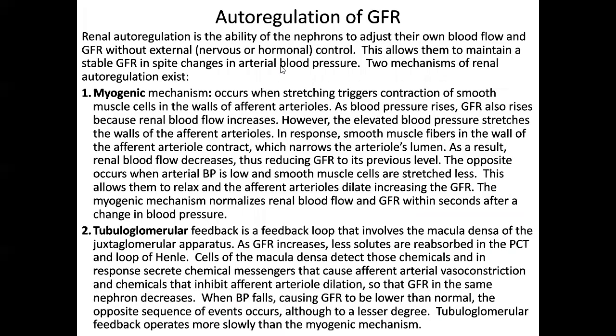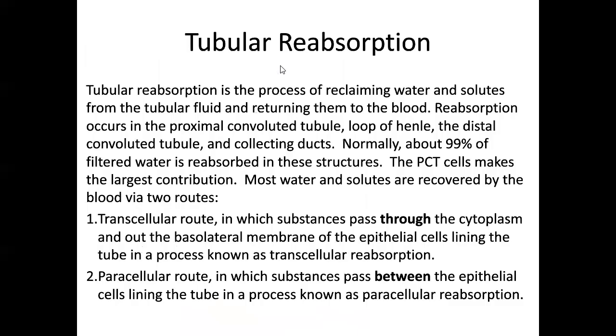Let's begin by talking about reabsorption. The process of reclaiming water and solutes from the tubular fluid, returning them to the blood. This occurs throughout the entirety of the renal tubule: the proximal convoluted tubule, the loop of Henle, the distal convoluted tubule, and even the collecting ducts. Normally, about 99% of that filtered water is reabsorbed in these structures. Think about that. We pull out gallons and gallons of water and stuff, and then we give 99% of it, as far as the water goes, right back.